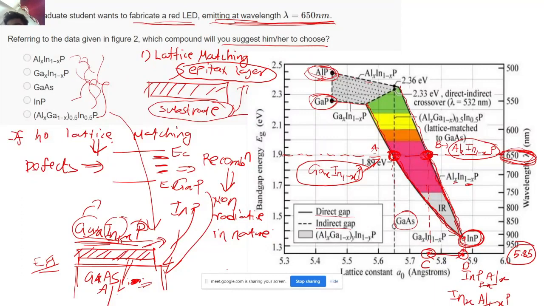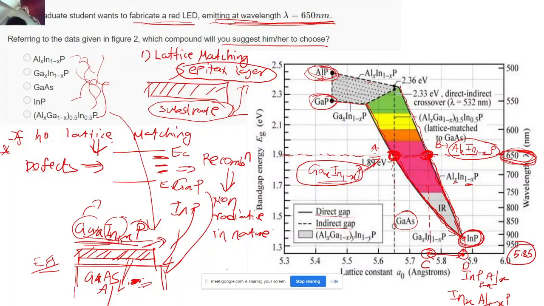Point number A is satisfying two conditions. First of all, it's giving me 650 nanometers of wavelength of light, which I want, because I want to fabricate a red LED. Now for this point, I want to see if there is any substrate available on top of which I can grow this epitaxial layer, with respect to lattice constant. If you don't match the lattice constants, then you are going to get defects and non-radiative recombination, which you don't want, correct?